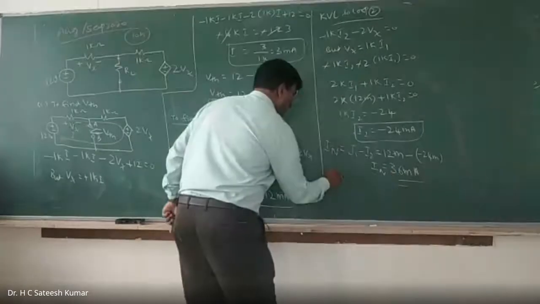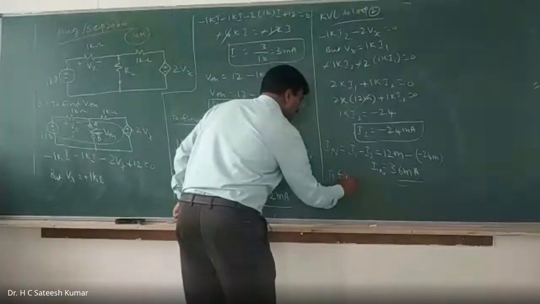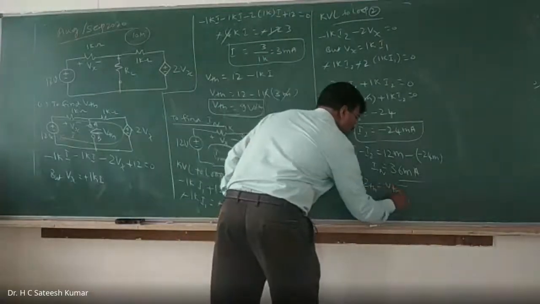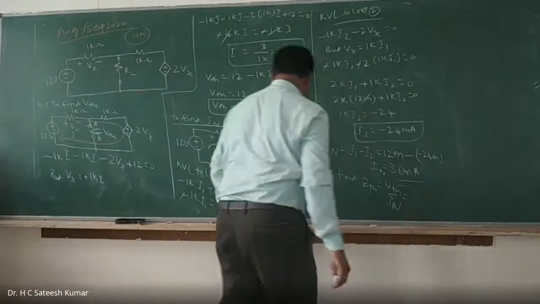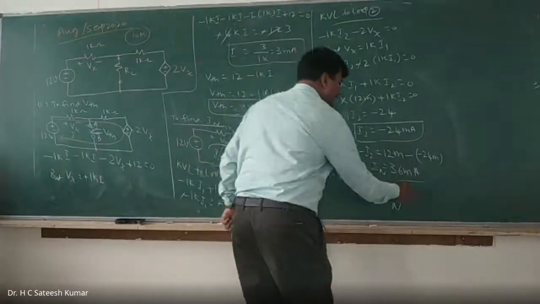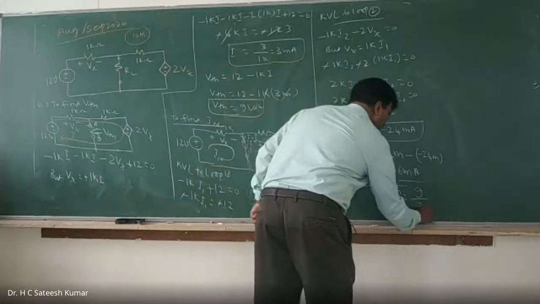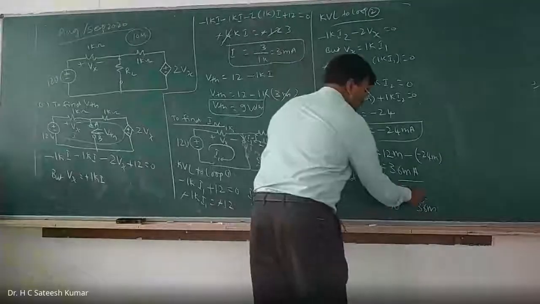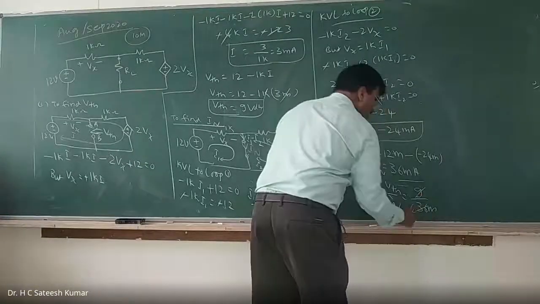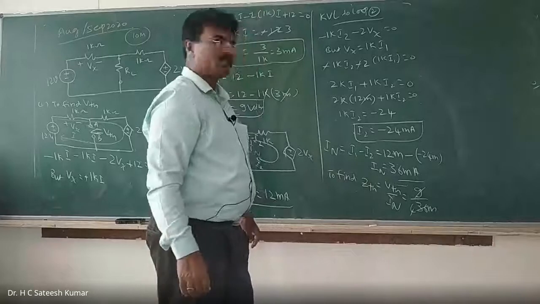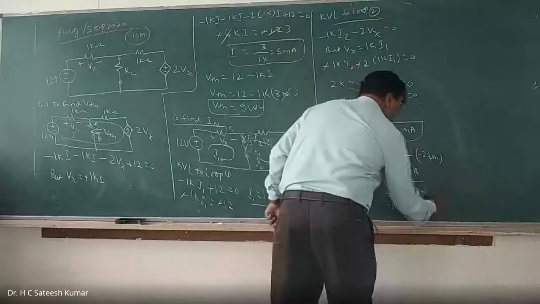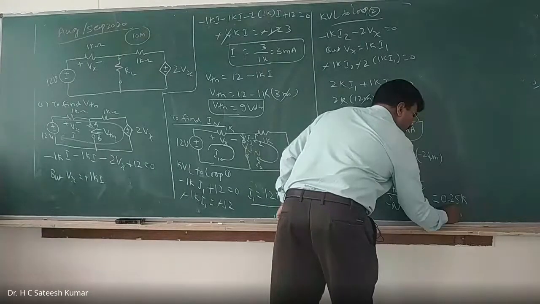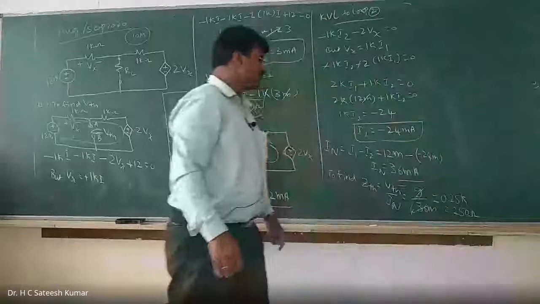Next, to find ZTH. ZTH is equal to VTH divided by I Norton. VTH is how much? Thevenin's voltage is 9. So 9 volts divided by 36 milli. 4 times, no? 4 times. 1 by 4 is 0.25 K. 0.25 K is 250 ohms, 0.25 kilo, which is nothing but equal to 250 ohms. Is it okay, madam? 250 ohms is ZTH.